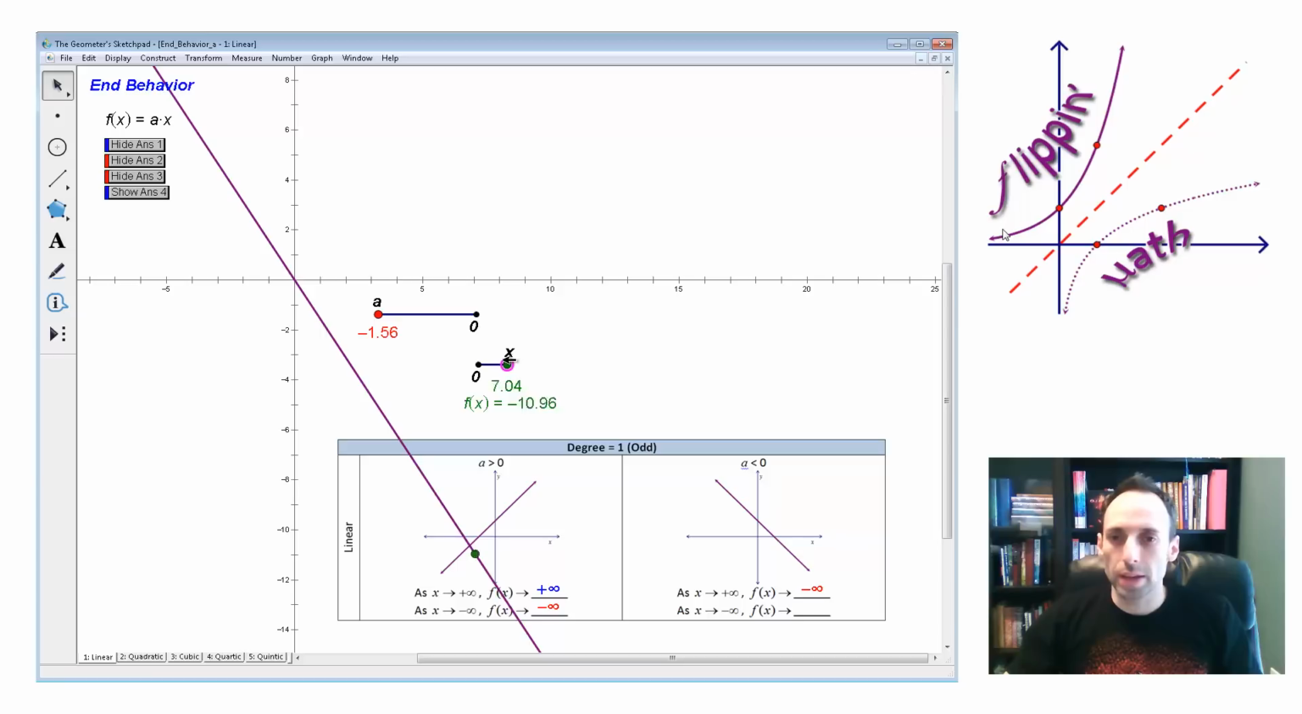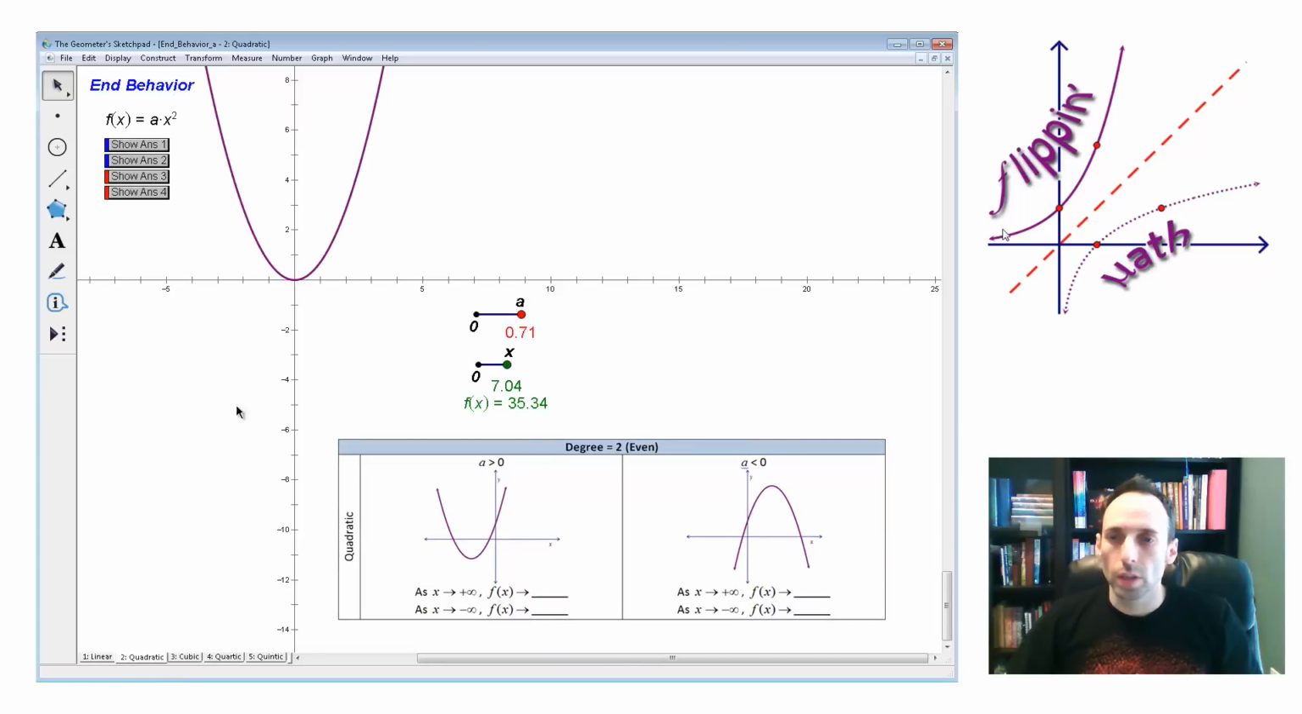And let me make x smaller. See the green dot? As x is going to the left, f of x is going upwards. It's going to positive infinity. So there's your first set of answers for the linear one, which is an odd degree equation, right? x to the first. Let's take a look at the quadratic one.